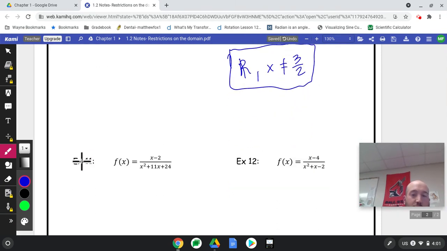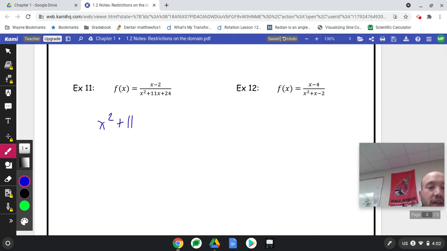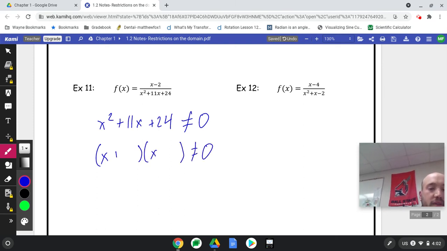Okay, the only difference, one last type of problem to look at. Here we have a quadratic on the bottom. Once again, it's a denominator, so we do the same thing. We set it so that it cannot be equal to 0. Then, in this case, we have to factor in order to solve. So we want two things that multiply to 24 add up to 11. So plus 8 plus 3. 8 times 3 is 24. 8 plus 3 is 11.